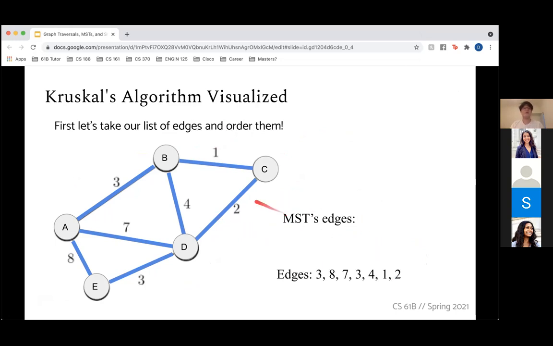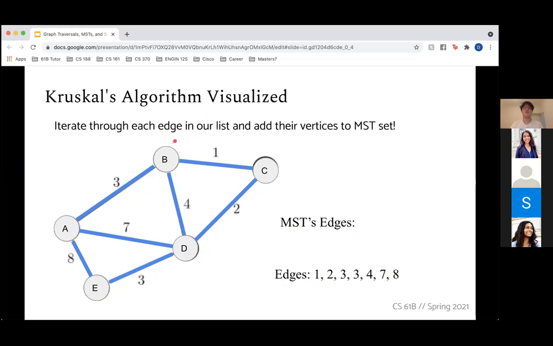When we run Kruskal's, first we're going to take our list of edges, and this is just an arbitrary ordering of our edges right now. I just picked 3, 8, 7, 3. I just made a random list of these edges, and then we're going to order them by their lengths. Now we can see that we have a list of our edges ordered from 1 through 8, from least to greatest.